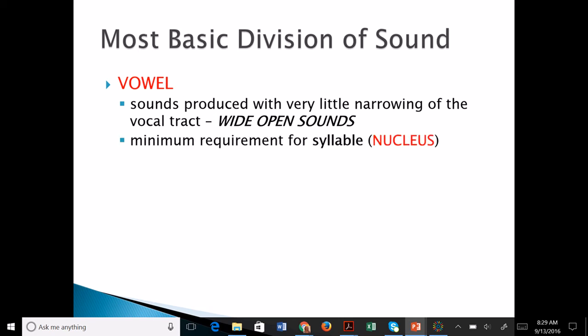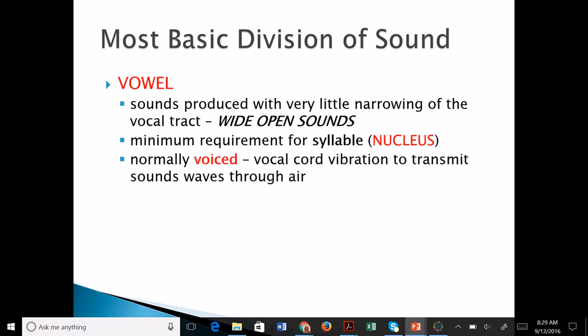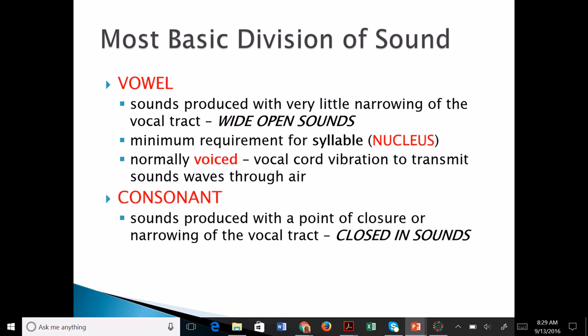Vowels are the minimum requirement for a syllable, so basically you need vowels. Vowels are a requirement for language. You need vowels because they function as the heart of the syllable. They allow the syllables to be carried out into the world, and vowels are normally voiced with vocal cord vibration that again allows the sound to be carried out into the world, transmitted through the airwaves.